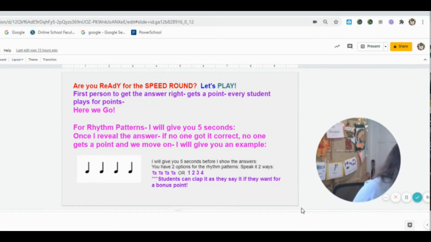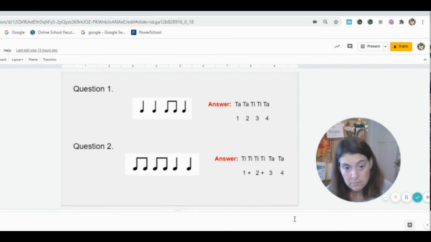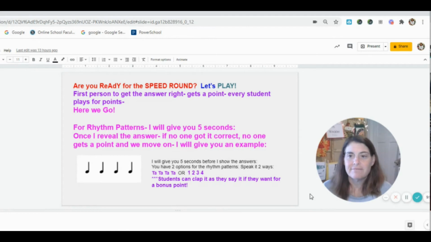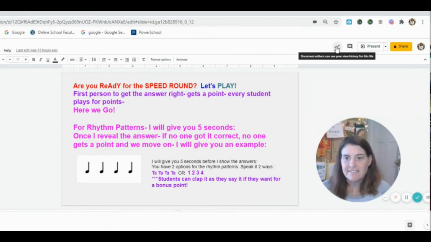So let's have some music. Let's have a beat back here. Just because it's more fun to hear a little beat in the background. All right, so y'all ready? Here we go. Whoop, you didn't see that. It's not working. That's not good.